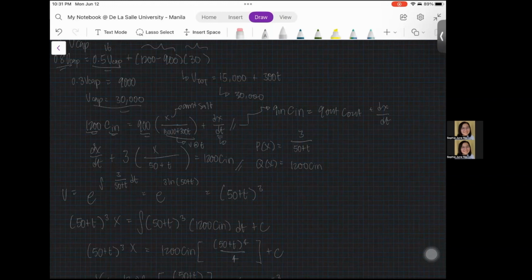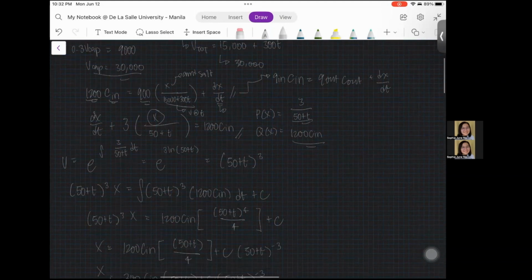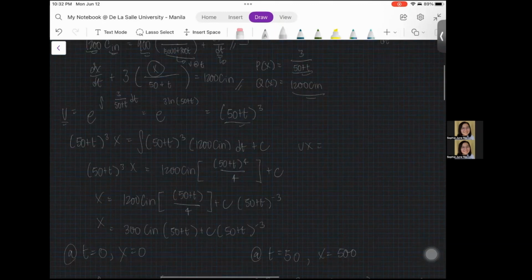And then once it's in this form, you'll be able to perform linear equation solving. So our px is the one with an x in it, which is this one. So that's 3 over 50 plus t. And then our qx is this one. All right, so first we have to find the integrating factor, which is after doing this thing that you've learned in quiz 1, you'll get this one as your integrating factor. So now it's just Vx equal to the integration of Vqx dt plus c. Replace all the values with what you were given here.